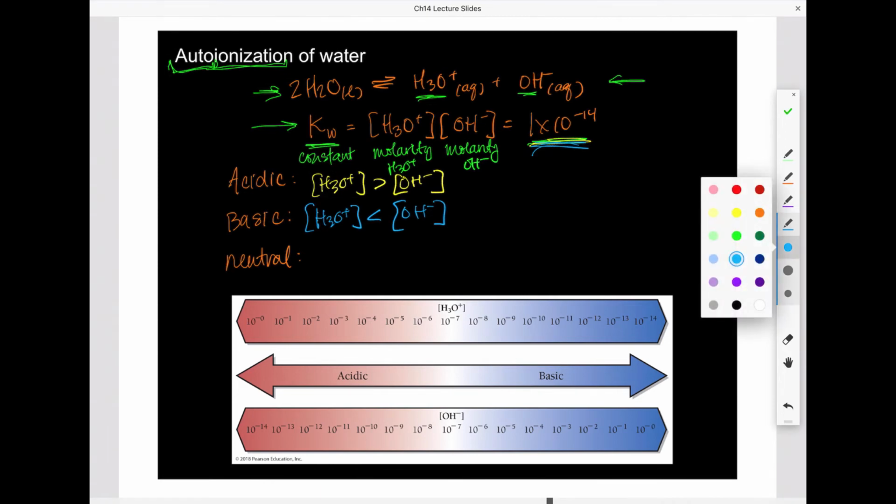Finally, that brings us to, well, what does it mean to have a neutral solution? Well, you tell me.